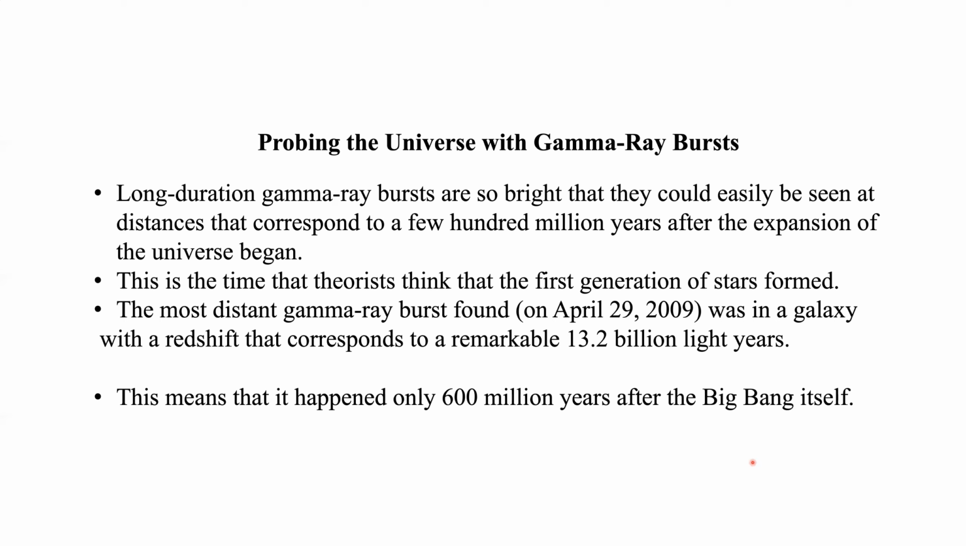Now, what I mean by this first generation of stars is that we talk about 3 generations. We call them population 1 stars, population 2 stars, and population 3 stars. And what those actually mean, I will explain in the final slide of this presentation.